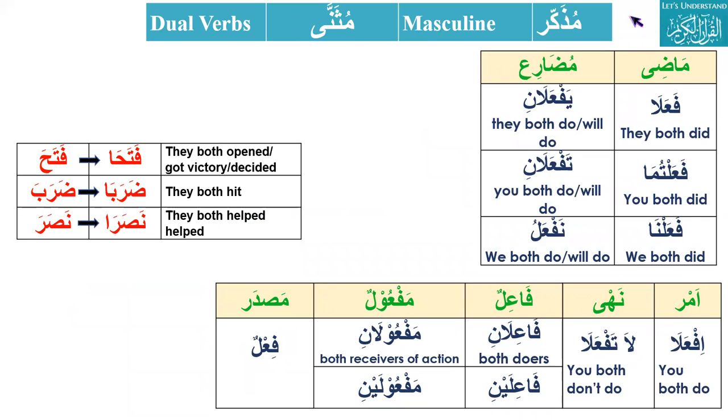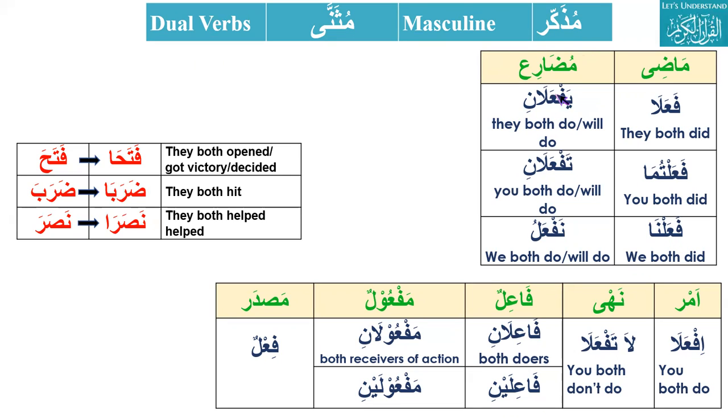For the dual, first madi: fa'ala, they both did. This is for the third person dual. Now you have to switch over to the second person, because there is no singular or plural. We are just doing the dual. So there will be only three cases in madi and three cases in mudare. Fa'ala, they both did. Fa'altuma, you both did. Fa'alna, we both did. For we both did, the plural will remain the same.